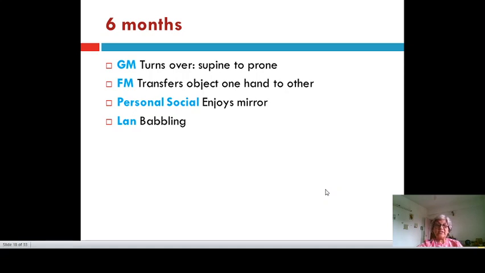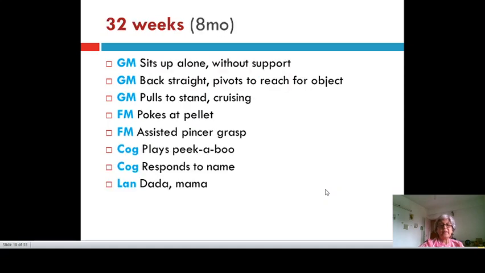We go to 6 months. Now the baby can turn over from supine to prone position. He can transfer an object. The object that he was just grasping at 4 months, now he transfers from one hand to the other. He enjoys playing with a mirror. And he has learned to babble. From vocalization, babbling with a few consonants also comes in.